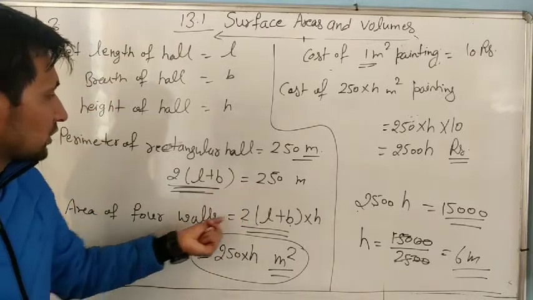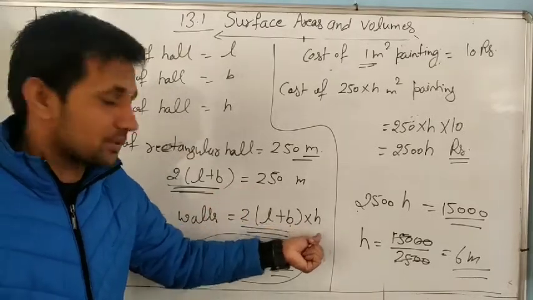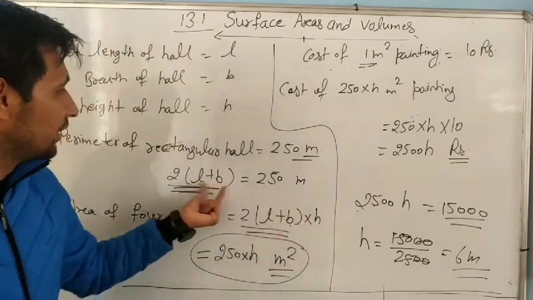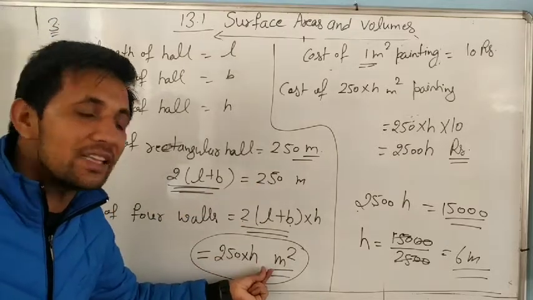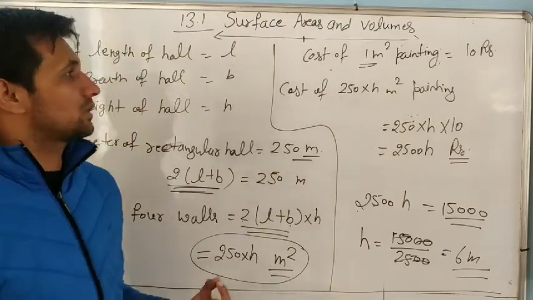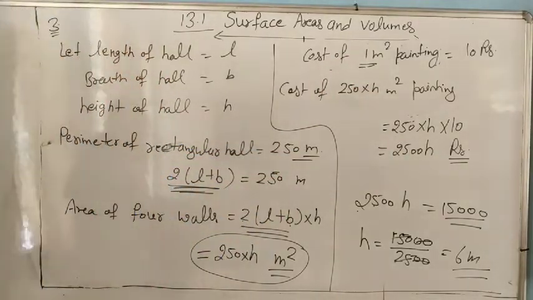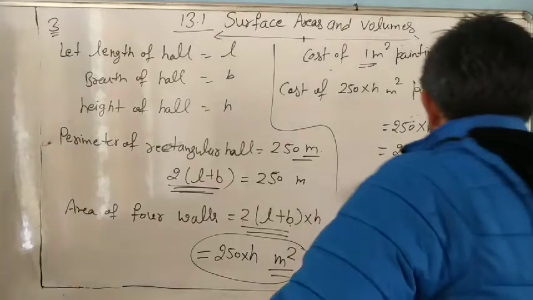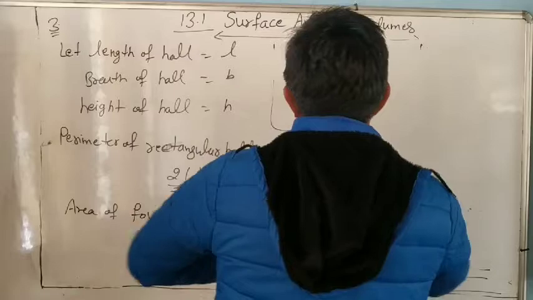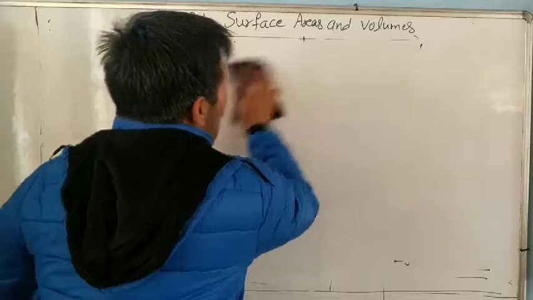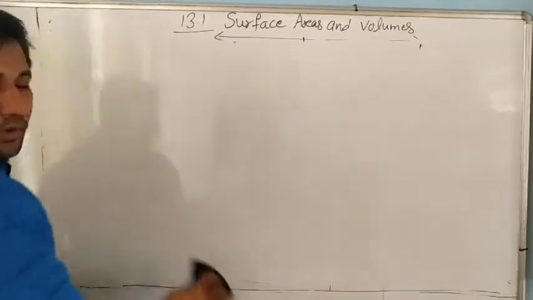So first find the perimeter of the rectangular hall. And the area of the walls is 2 into (L plus B) into H, and 2 into (L plus B) value is given as 250. So 250 into H. So it is the total area of 4 walls. And from here we find the cost and so on. Understand? Next is question number 4. If you remember the formulas, this chapter is very easy.